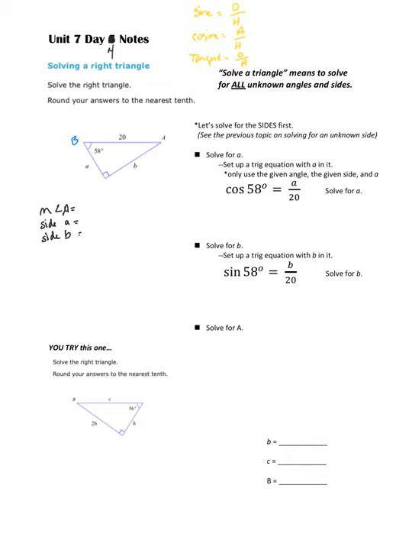Let's do the math. We set up cosine 58 equals A over 20, adjacent over hypotenuse. To solve for A, I'm going to put cosine 58 over 1. That way I have two ratios. It's easier to cross multiply when you have two ratios. All right, so I get A equals 20 times cosine 58.